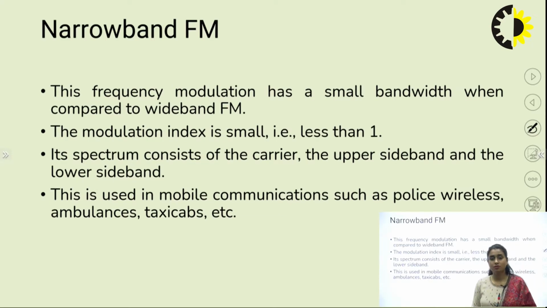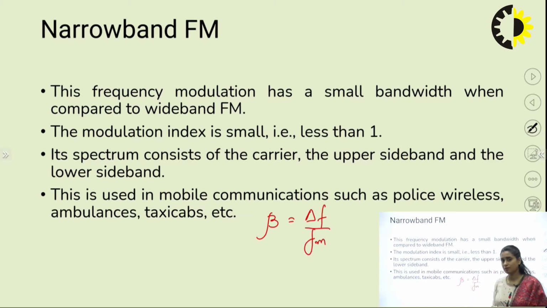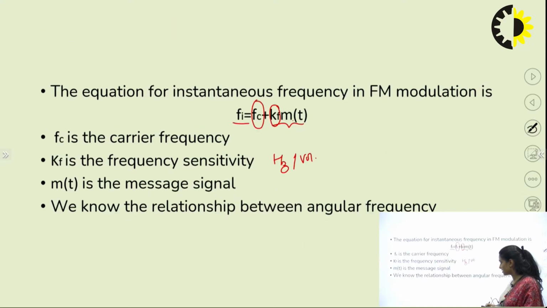Now if I talk about what are the various types of FM, we have narrowband and wideband FM, depending on the index, which we have discussed already in the previous lecture, beta, which is given by this. Beta represents my modulation index, which is the ratio of maximum frequency deviation, that is how much frequency varies from the central frequency.